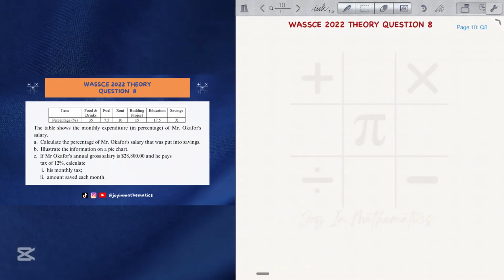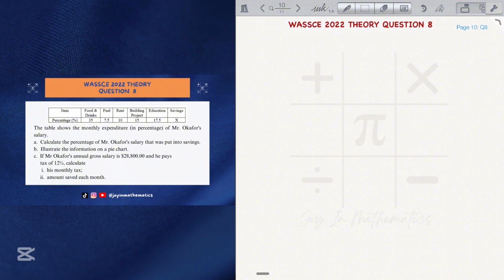We are given a table: items of food and drinks, fuel, rent, building projects, education, and savings. This table shows the monthly expenditure as a percentage of Mr. Okafor's salary. We should calculate the percentage of Mr. Okafor's salary that was put into savings, illustrate this in a pie chart, and answer a question on Mr. Okafor's gross salary and the amount of tax being paid.